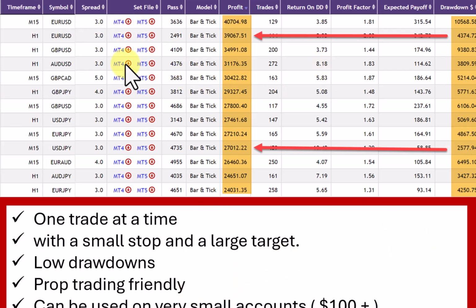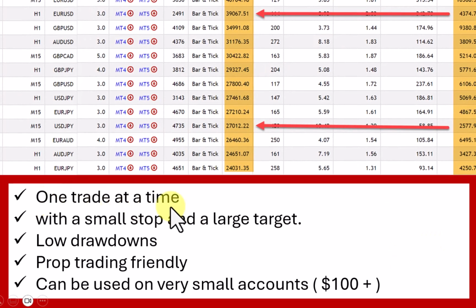So let's make a point of this technique. It's one trade at a time. So you're not trading hundreds of trades at the same time. It has a small stop and a large target. In fact, sometimes a dynamic target. It has very low drawdowns, as you can see here.